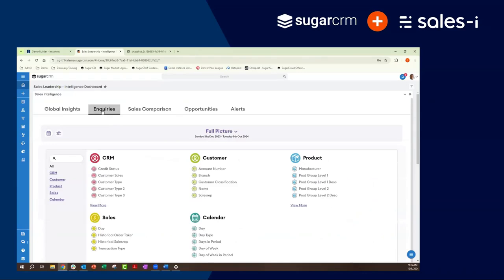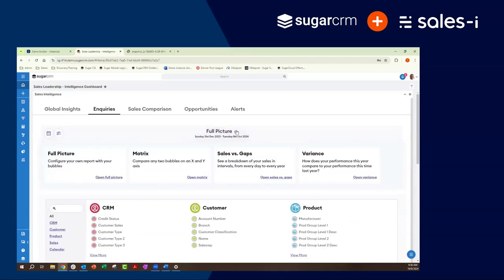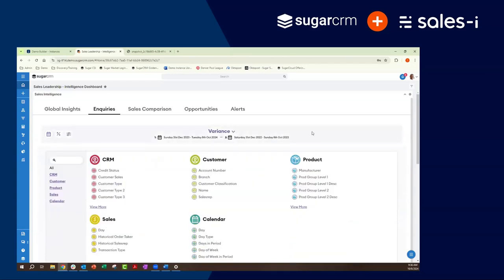On my inquiries tab, similar to the view I was giving you as a sales rep, where I was identifying gaps in purchase trends for that individual account, now I'm looking at my full company view. Again, I want to look at a variance report of this year versus last year. I'm going to go through a nice workflow of drilling into the data and understanding, hey, where can we sell more product into what accounts?